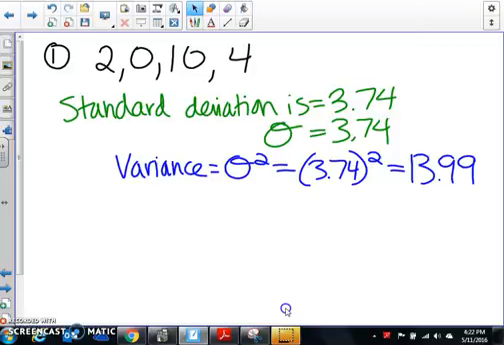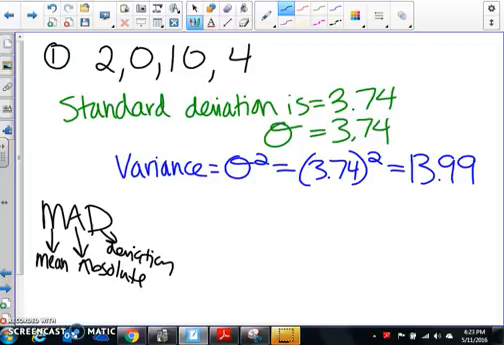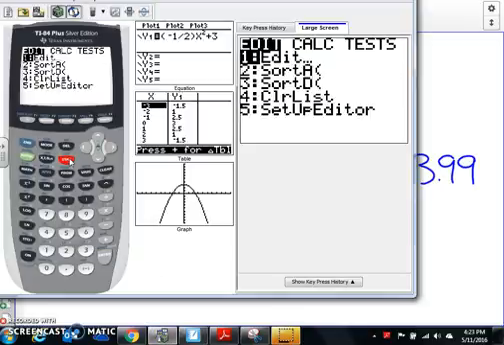And then now we have to find the MAD. All right, so the first thing that you need to do is break down what MAD means. MAD means the M is the mean, the A is the absolute, and the D is the deviation. Okay, so we at least know mean and absolute.